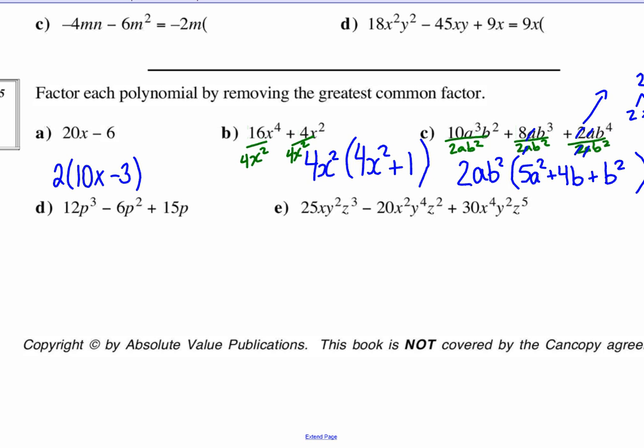12, 6, and 15. What's the largest number that goes into all three? 3. Okay, p cubed, p squared, and p. p. Okay, add your brackets. Now we divide each by 3p to figure out what's left that goes in the brackets. Finish it off.